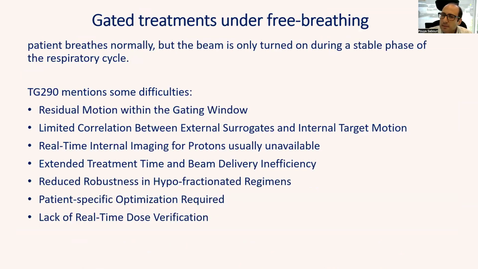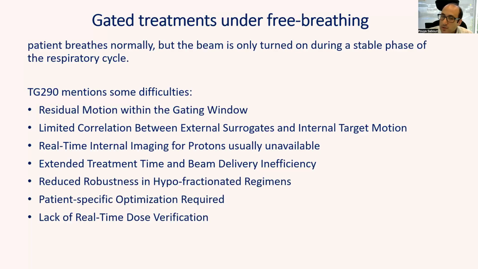In gated treatments, the patient breathes normally and the beam is turned on only during a predefined stable phase of the respiratory cycle. Typically, we use the end of exhale because that's the most reproducible phase. So while this approach does aim to reduce the impact of motion, TG290 does highlight several challenges. The first is that there's residual motion within the gating window, which can affect the dose accuracy. Second, the correlation between the external surrogate and the internal tumor is often imperfect and prone to change. And that's something that I'll discuss in the next slide, especially for deep-seated tumors or irregularly moving tumors.